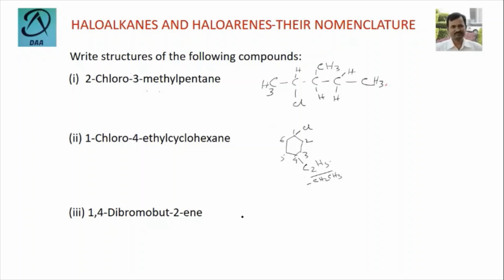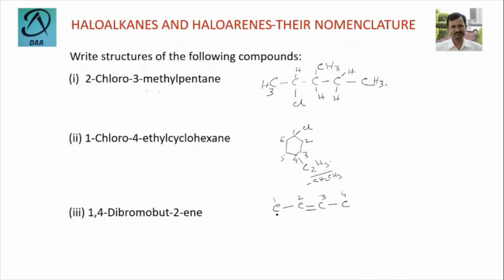So the third problem, 1,4-dibromobut-2-ene. Ene means it has a double bond, and but means it has 4 carbons, 1, 2, 3, 4. So if you go for numbering of the carbons, 1, 2, 3, 4, then at the second position a double bond is there. So this is the position where the double bond is there. And 1,4 for dibromo.